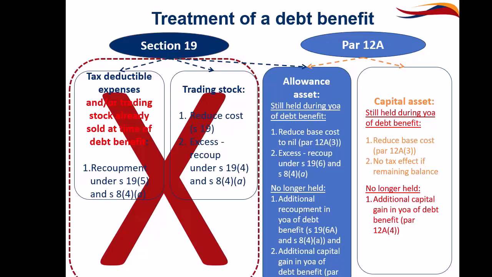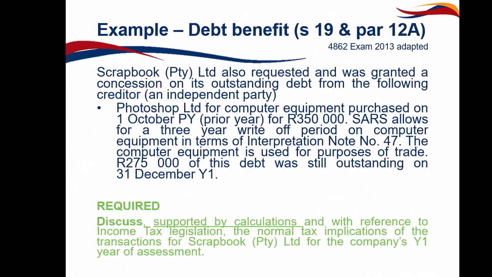Section 19. Is the asset still on hand during the current year of assessment in which we've received the debt benefit? In this case, the asset is still on hand. So because the asset is still on hand, we first need to calculate the base cost, and we're going to apply the debt benefit to the base cost. And anything remaining, we will include in our gross income as recoupment in terms of Section 19.6. So let's go and do our calculations.